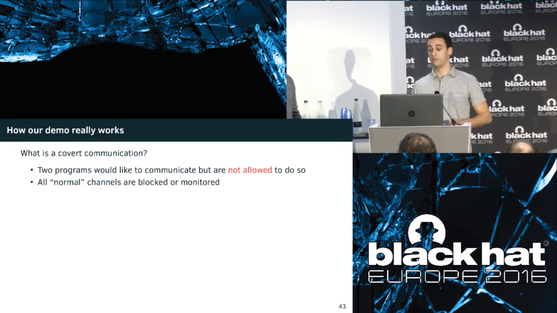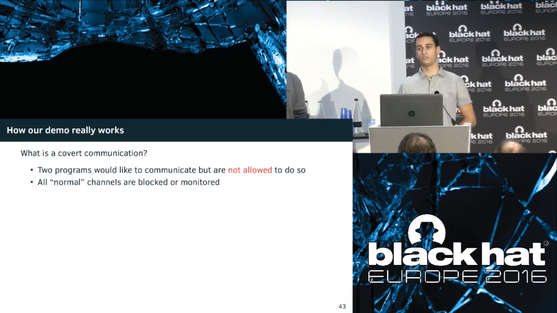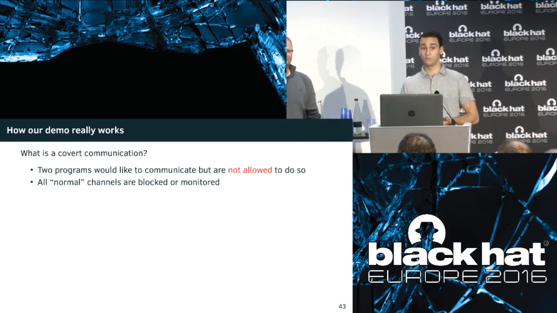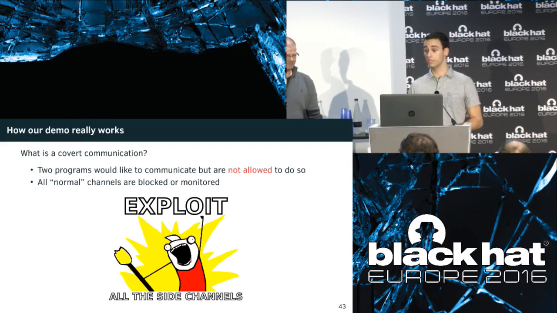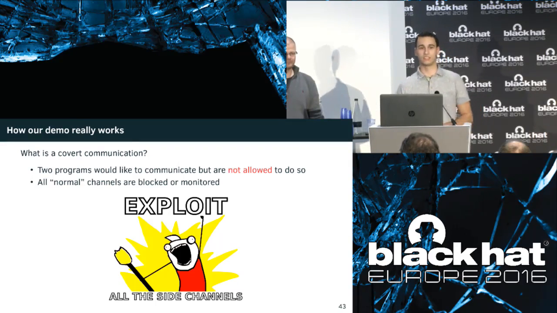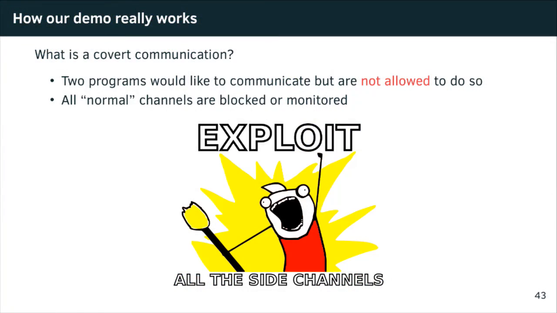All the normal channels are either blocked or monitored. So for example, if you have two programs and they usually communicate over the internet or using files or inter-process communication, shared memory, whatsoever, that's either not available due to hardware or software limitations, or it is monitored. That means you have a monitoring program running on your computer, and if the monitor detects, oh, these programs want to communicate, we abort them. So there shouldn't be any communication possible. So we have to exploit some side channels in order to get a communication running between those two programs. And in our case, the side channel is of course the DRAM.